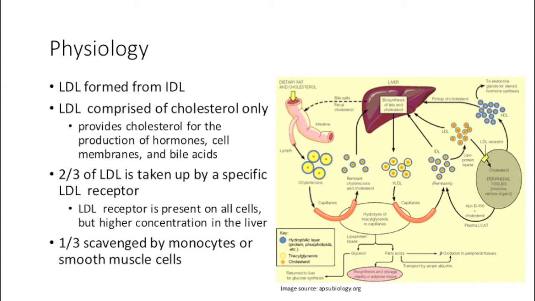Low-density lipoproteins, as you can imagine, are formed from IDLs, and are comprised of cholesterol only. They provide cholesterol for the synthesis of hormones, cell membranes, and bile acids. Two-thirds of LDLs are taken up by specific LDL receptors. LDL receptors are present on all cells, but the highest concentration can be found in the liver. Approximately one-third of LDLs, though, are scavenged by monocytes or by smooth muscle cells.